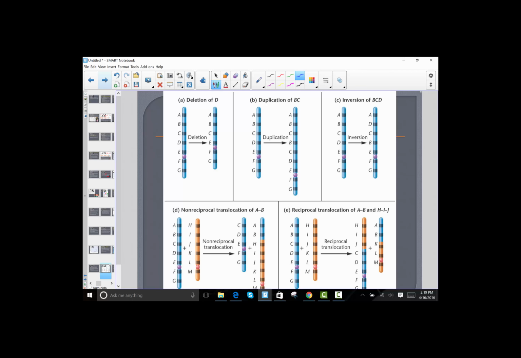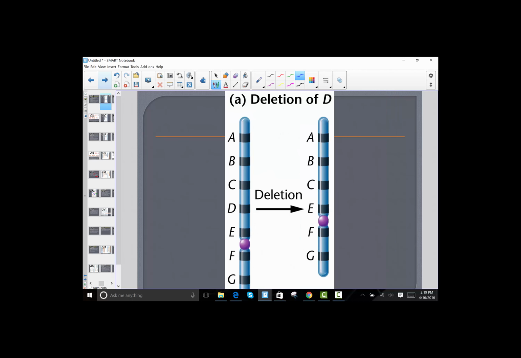So this is just a general idea of what we're looking at. We are going to look at each one of these individually, so that you can see how these things are actually occurring. Maybe we are, if I can advance the slide. There we go. All right, so deletion of D.